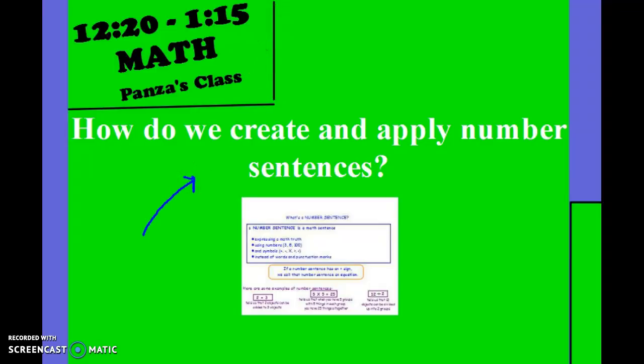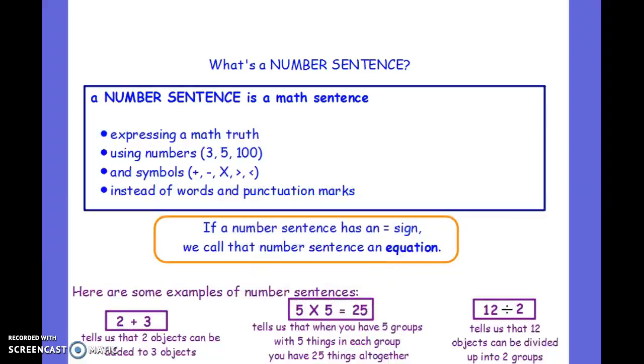Let's take you through some charts to make sure that you understand how you can not only recognize number sentences, but then apply them to help you solve things like math word problems. First, let's start with the basic. What exactly is a number sentence?